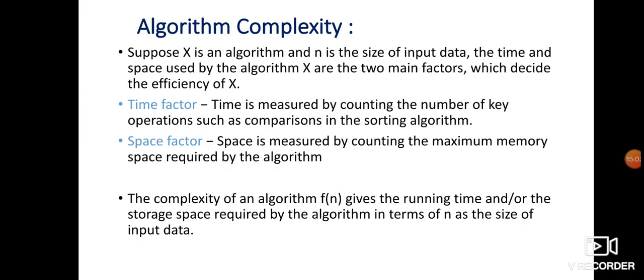Algorithm complexity. Suppose X is an algorithm and N is the size of input data. The time and space used by the algorithm X are the two main factors which decide the efficiency of X. Time factor: this is measured by counting the number of key operations, such as comparisons in the sorting algorithm. Space factor: space is measured by counting the maximum memory space required by the algorithm. The complexity of an algorithm f(n) gives the running time and/or the storage space required by the algorithm in terms of n as the size of input data.